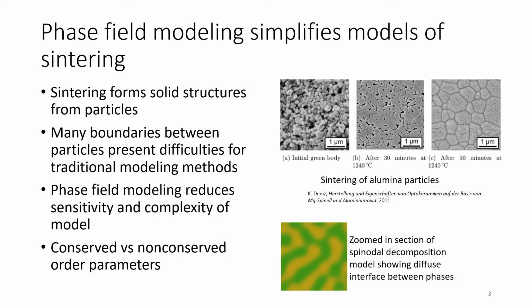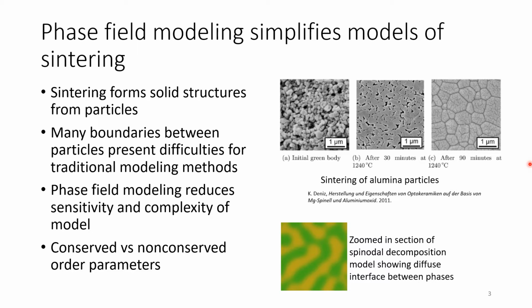Sintering forms solid structures from particles. As you can see here, initially you have a large number of particles densely packed together. Over time, through heat, the particles begin to grow and fuse together, until eventually you have a solid mass composed of many grains with many boundaries and some voids, which create boundaries between a vapor phase as well. This is a very complex system and is very difficult to model using traditional modeling methods.